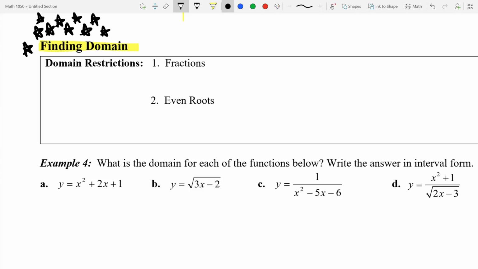This is what I'm going to say to you every single time we have a problem like this. I'm going to say, when you're finding domain, how many things do you have to look for? And everybody in here, your response is going to be 2. You look for 2 things, okay? One of them is a fraction, okay?